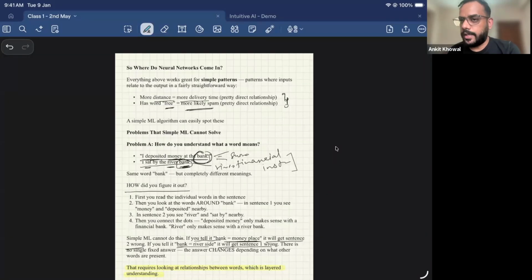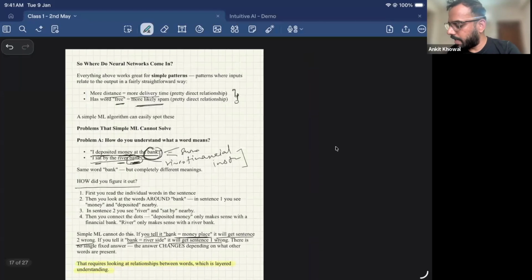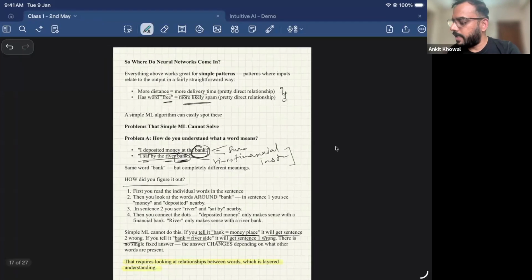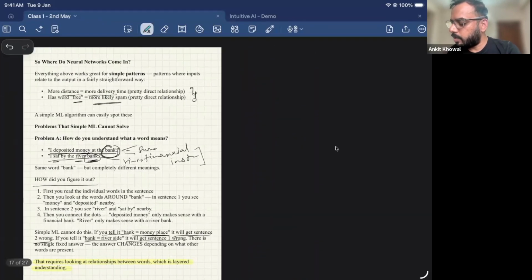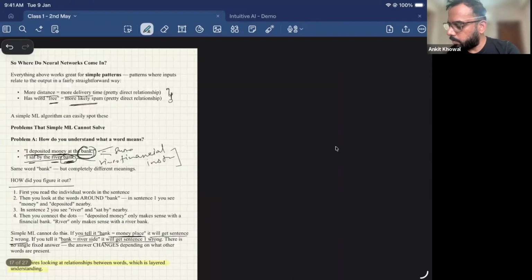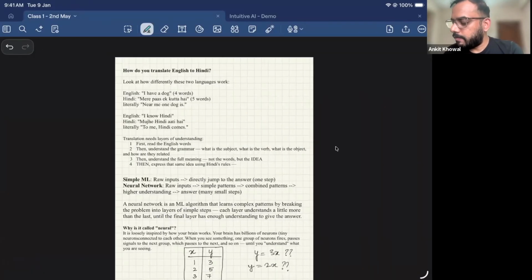That is where neural networks come into the picture, wherein they take a layered approach. They are more intelligent than normal machine learning algorithms, and they take a layered approach where they understand the semantic meaning and then answer the question. So that is when neural networks become handy, and they are needed because more powerful ways are needed to solve a problem, right? I will take one more example so that you understand why a simple ML algorithm cannot solve this problem.